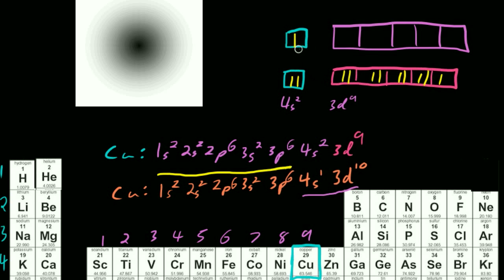But in this situation, there's more stability for the overall atom, for the overall electron configuration, to have only one electron in this 4s shell. Because if we do that, we're able to have a completely filled d orbital shell. We're able to have no unpaired electrons. We're able to completely fill this up. So this situation would be 3d10, and then this would be 4s1 instead of 4s2.